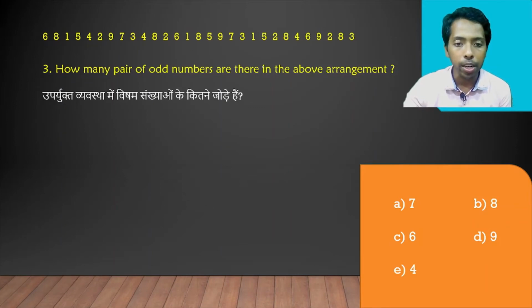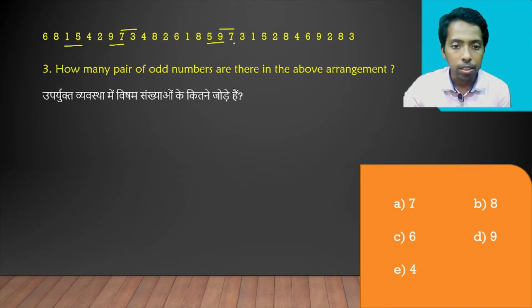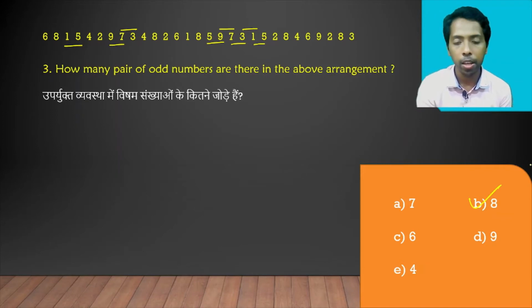Moving to the next one. How many pairs of odd numbers are there in the above arrangement? A pair of odd numbers means two consecutive numbers should both be odd. Now see, 6 8, okay, then 1 5, odd numbers; 9 7, 3 7; then 5 9, 9 7; 7 3, 3 1, 1 5. And that's all. So 1 2 3 4 5 6 7 8, total 8. Option B is the correct one. The question is talking about pairs where two consecutive numbers should be odd.